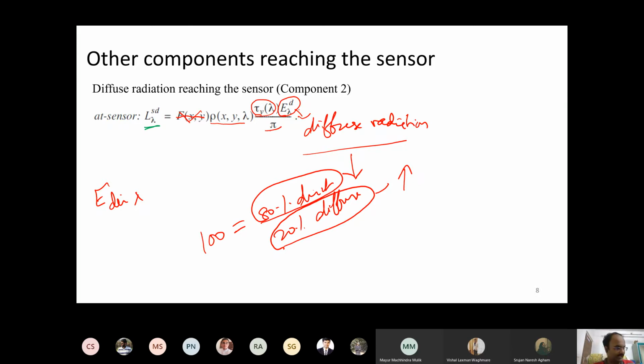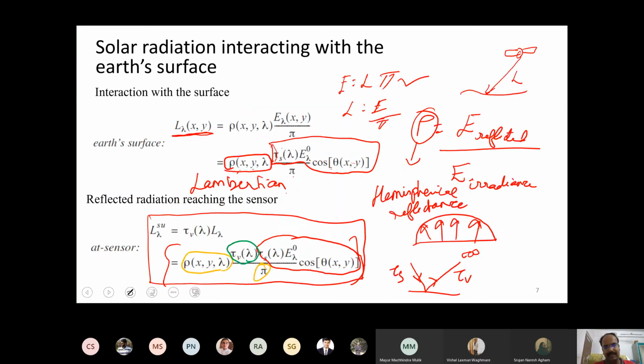But everything else, the other steps of calculation, is more or less the same. Instead of this direct sunlight, you just put in the diffuse skylight component. That's it.